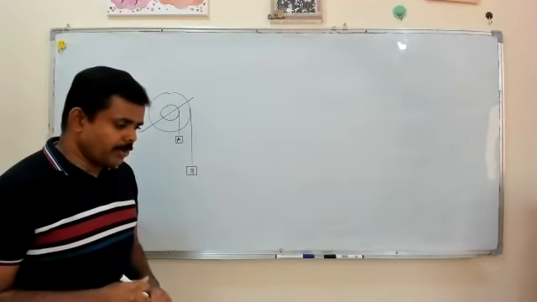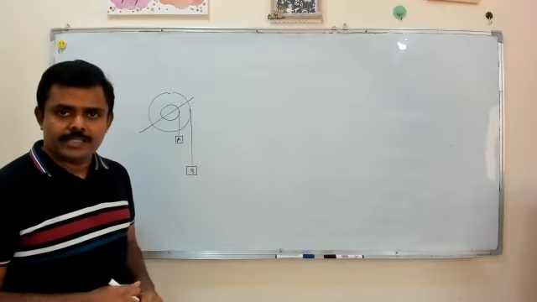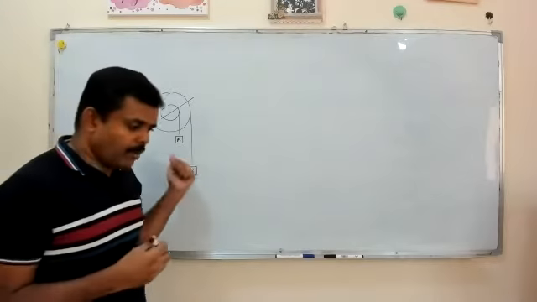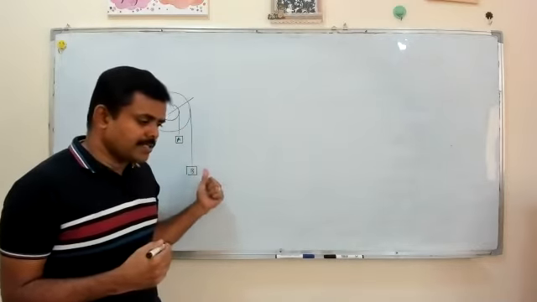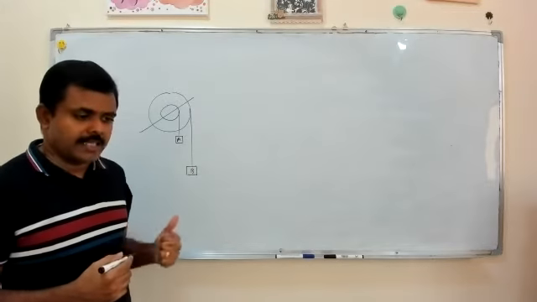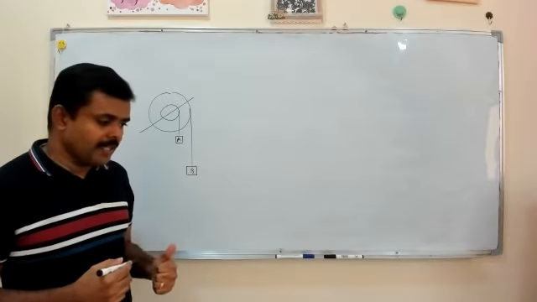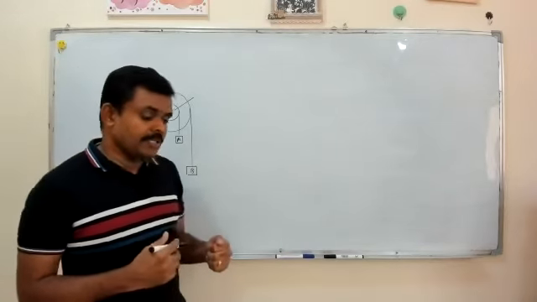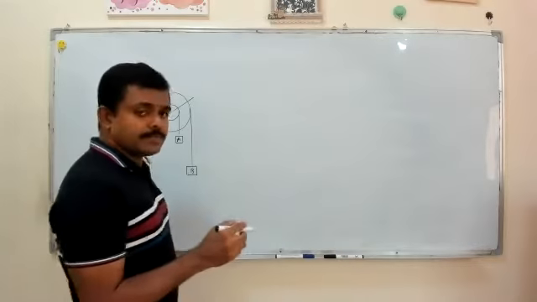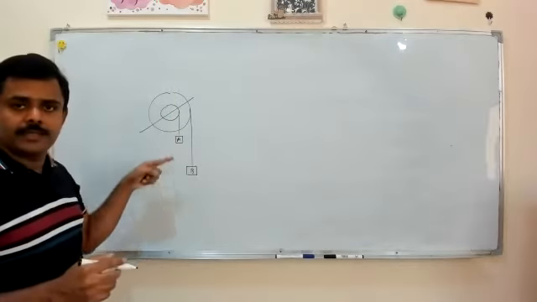The strings supporting A and B do not slip on the wheels. And what happens if X and Y are distances traveled by A and B in the same time interval? Then what is the distance traveled by A?